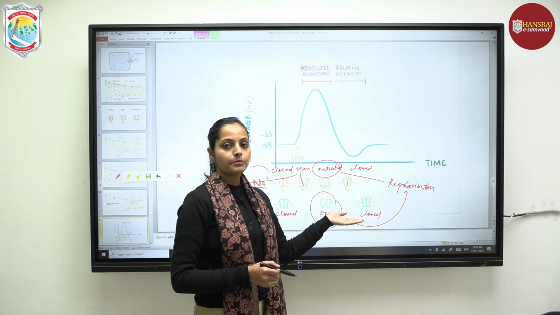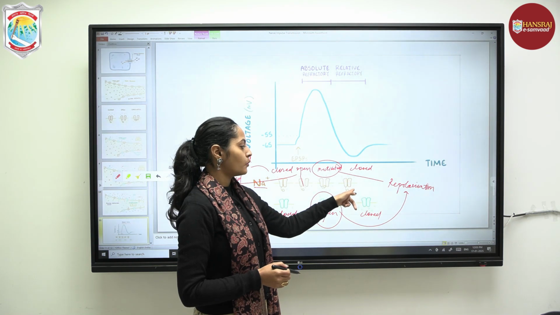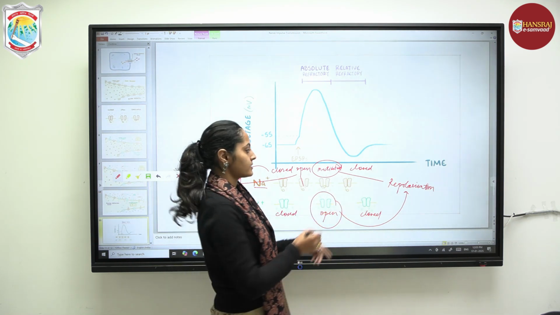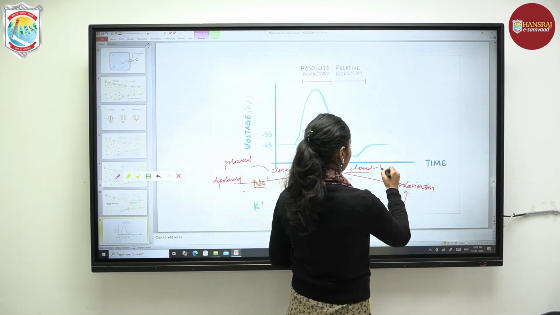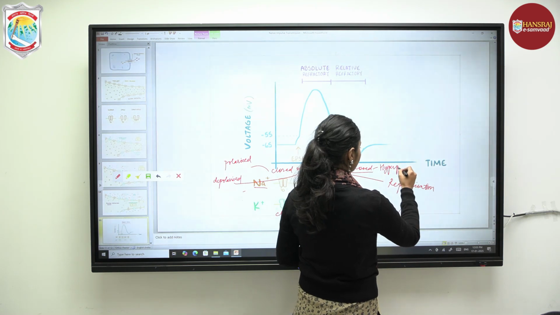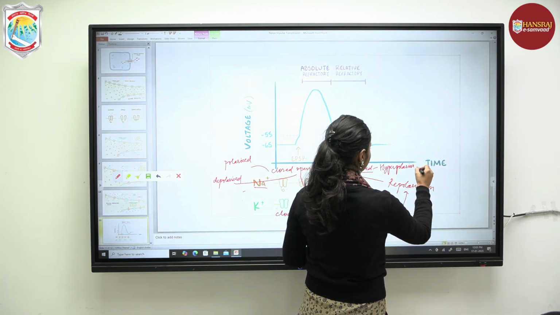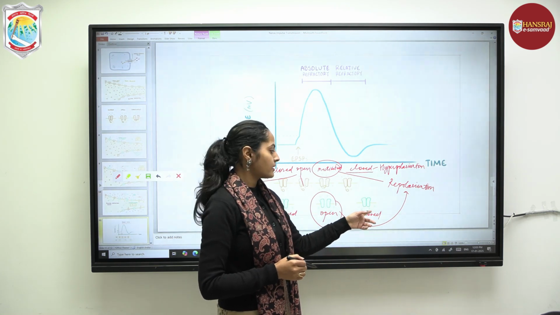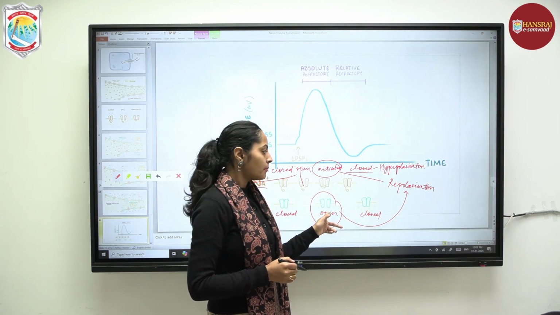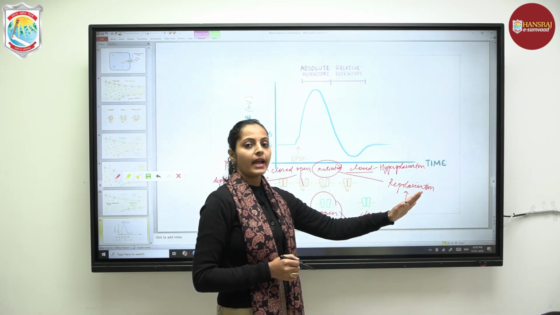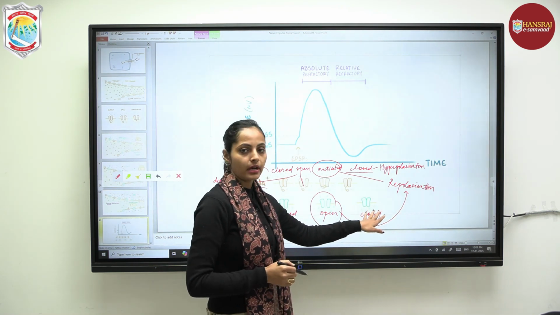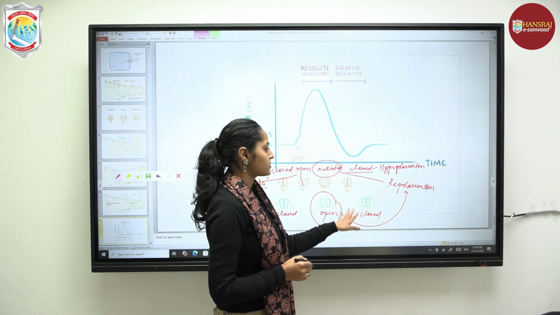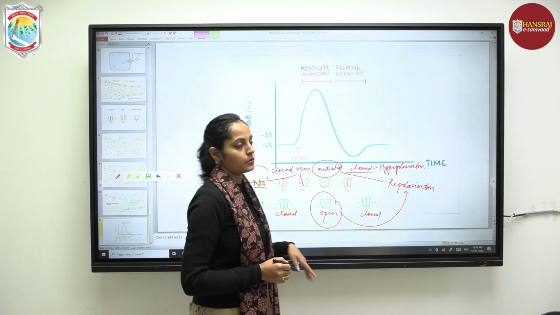Then during hyperpolarization, the voltage gated sodium channels are closed. So this happens during hyperpolarization. And what happens to the potassium channels? They are initially open, but then as we reach the end of hyperpolarization, they would become closed. So that is what happens to the potassium channels during hyperpolarization.